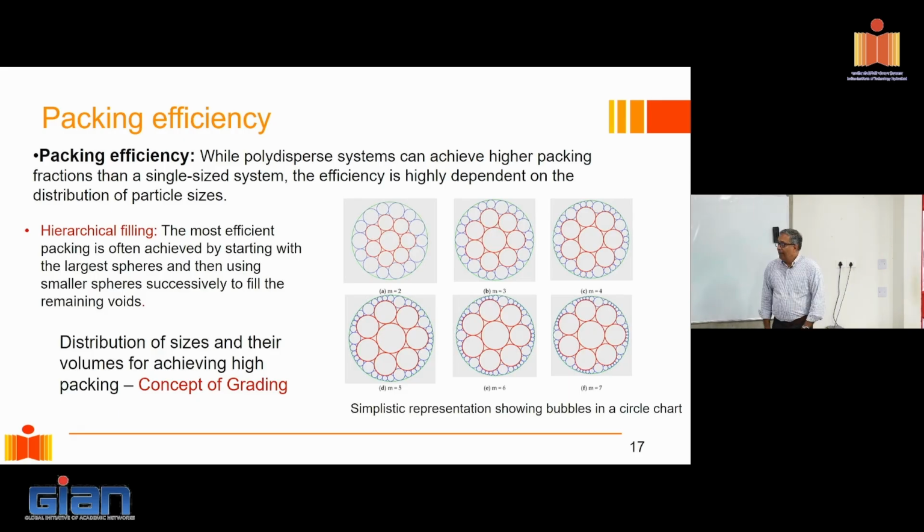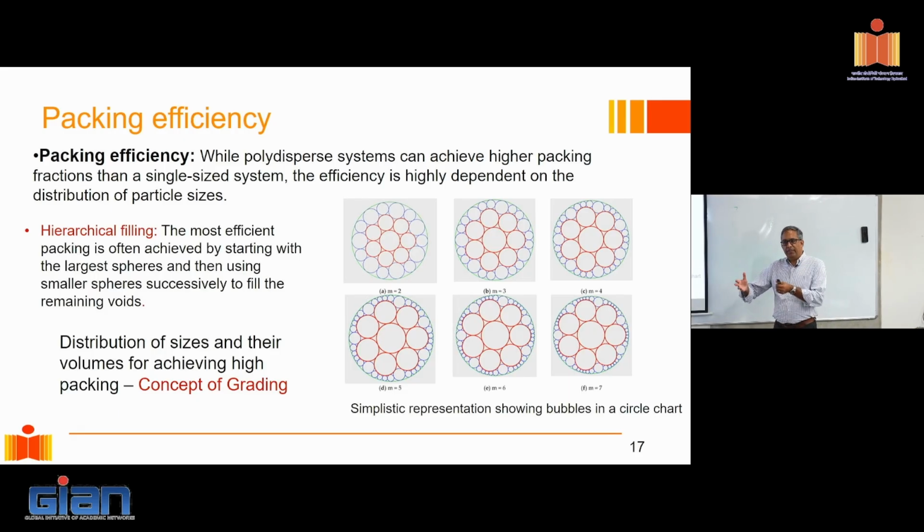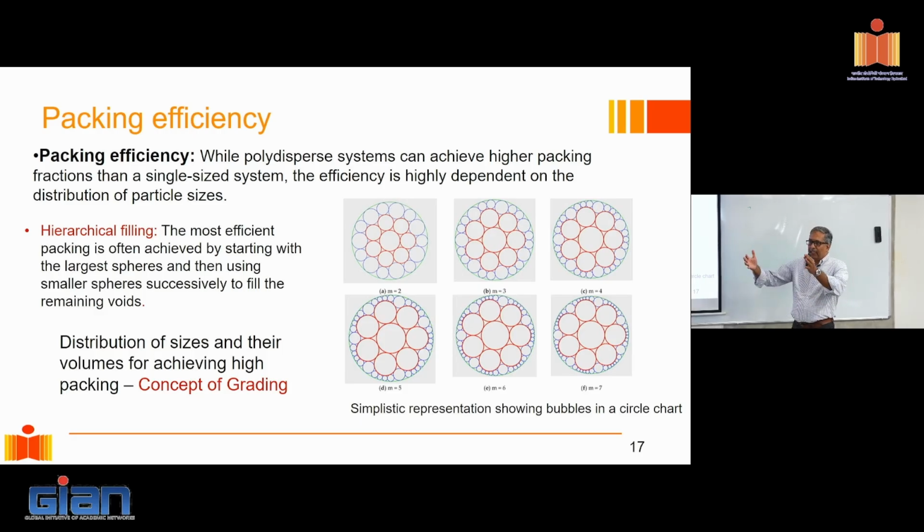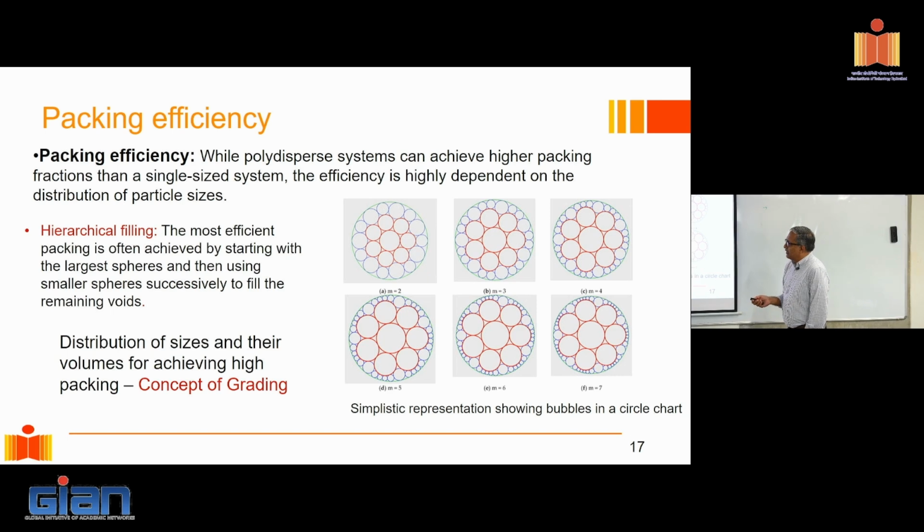So we follow this thing called hierarchical filling. Suppose I was to give you different size spheres. You take the largest one first, hope to pack the gaps with smaller and successively smaller spheres, and you basically try to maximize your packing. And what is important here? The sizes and the proportion of each.